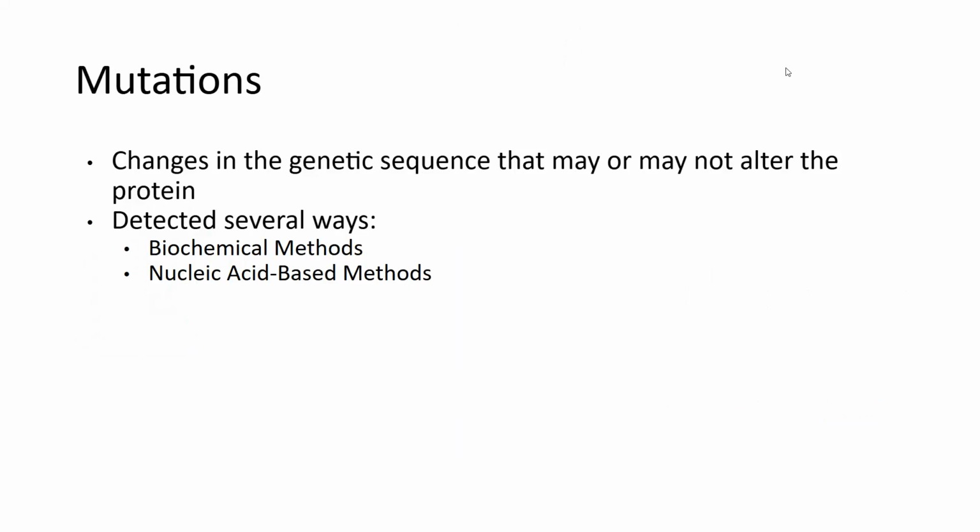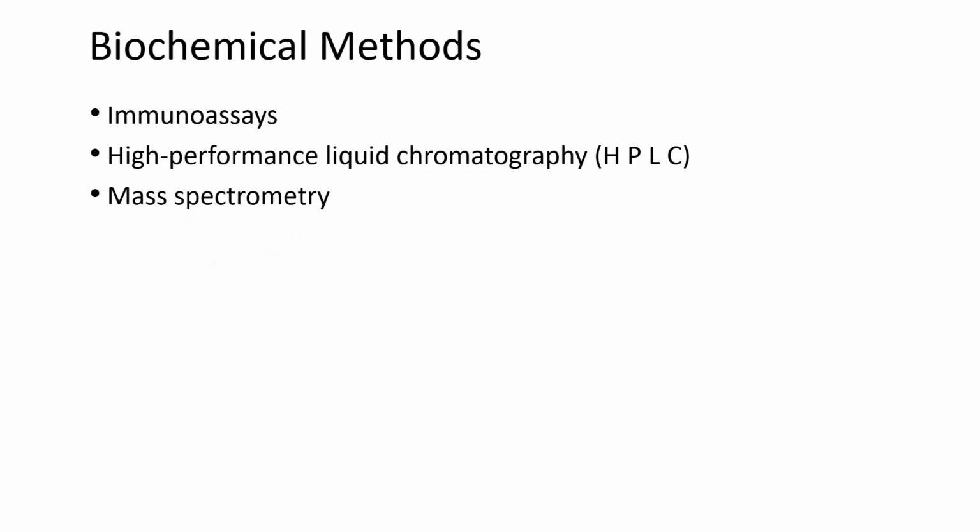Mutations and sequencing. So mutations are changes in the genetic sequence that may or may not alter the protein. They're detected in several ways: biochemical methods and nucleic acid methods. Biochemical methods would be immunoassays, high-performance liquid chromatography, or mass spectrometry.